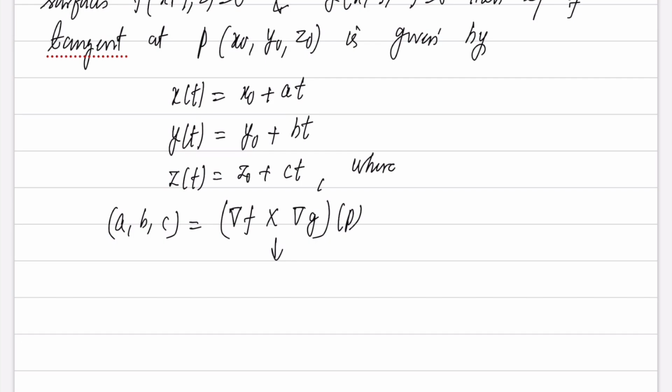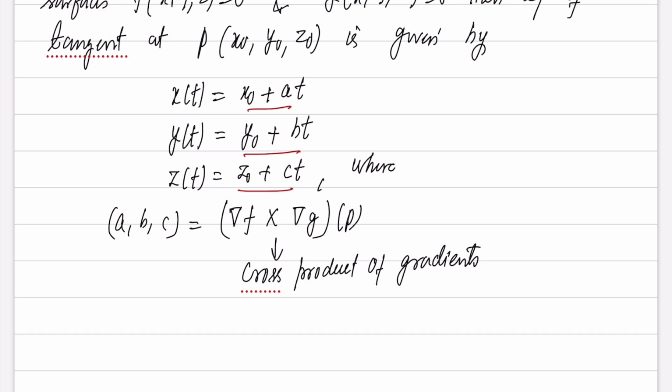So this actually represents the gradient of these two vectors. So this is the cross product of gradients. This is how we write down the equation of the tangent to a curve when it is given as the intersection of two surfaces. The three coordinates of that equation of tangent are x of t equal to x naught plus at, y naught plus bt, z naught plus ct, where a, b and c are the three coordinates of del f cross del g evaluated at P.